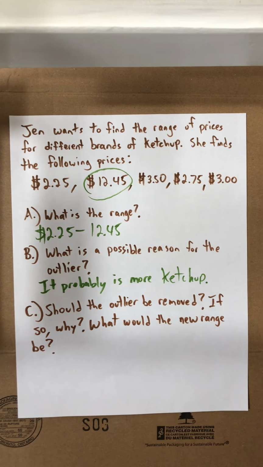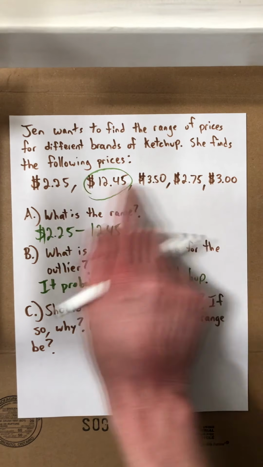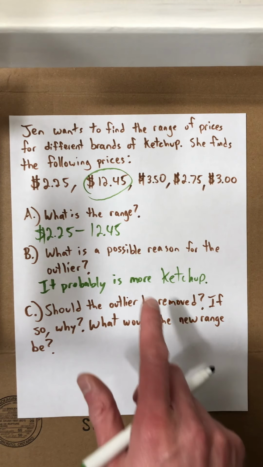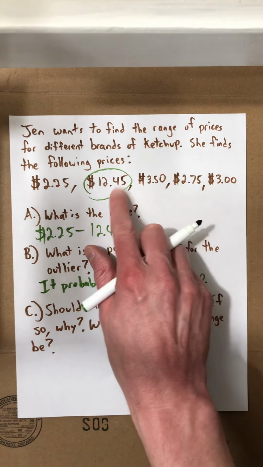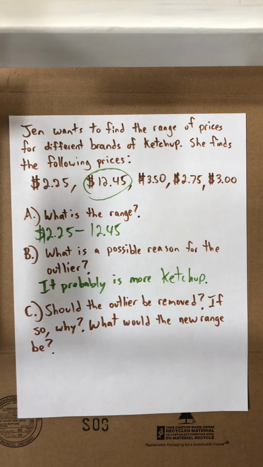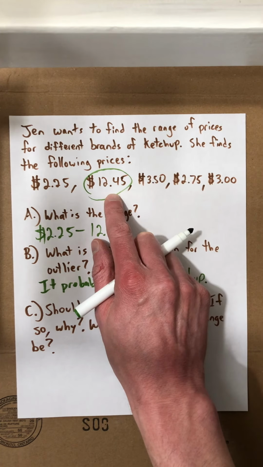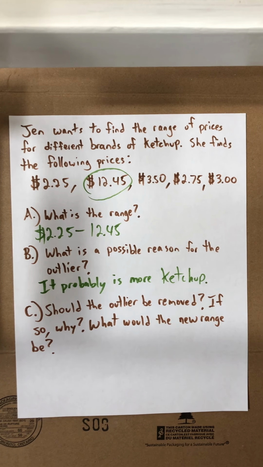Should the outlier be removed? If so, why? What would the new range be? In this case, I think it would be fair to remove this outlier. If you can imagine that you're trying to compare different brands, maybe you got Heinz, and one of them is all the way up here, it would be unfair to claim that this one is so much more expensive when really it's just a bigger package of ketchup that you're getting. Of course, this is hard to know for sure unless we can actually see them, but in my opinion, in this case, I think the outlier should be removed because it is such a bigger amount, very likely, of ketchup.